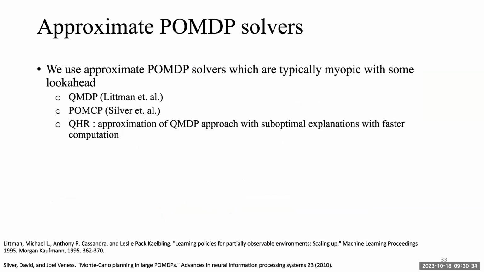The problem with POMDPs is that they are usually computationally very expensive. So we had to use approximate POMDP solvers. Particularly, we used the QMDP and POMCP solvers by Littman and Silver et al. We adapted them for our problem, and we made our own solver, the QHR solver, which was an approximation of the QMDP solver, which computed suboptimal explanations, but the computation was very fast.